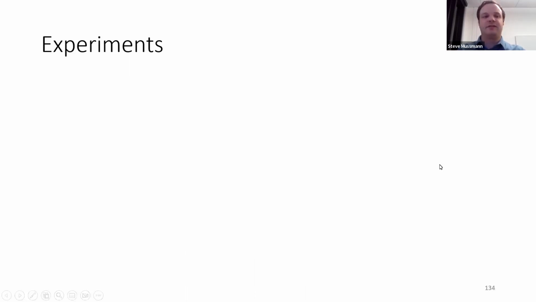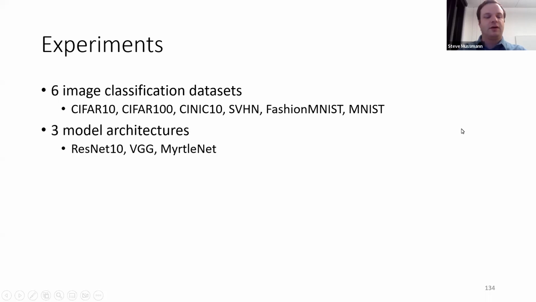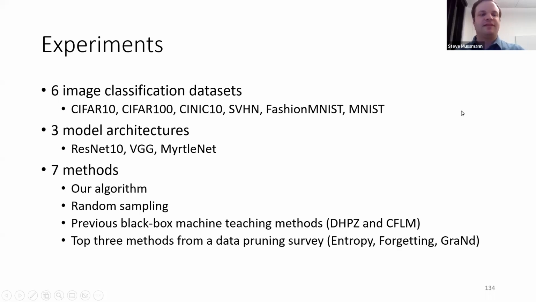We also have experiments. We look at 6 image classification data sets, CIFAR 10 as well as 5 others, and 3 model architectures. These are all convolutional neural networks: ResNet 10, VGG, and MyrtleNet. And 7 methods: our algorithm, as well as random sampling, previous black box machine teaching methods, which we denote by the initials of the authors, DHPZ and CFLM, and the top 3 methods from a data pruning survey, in particular forgetting, which works the best among these 3.